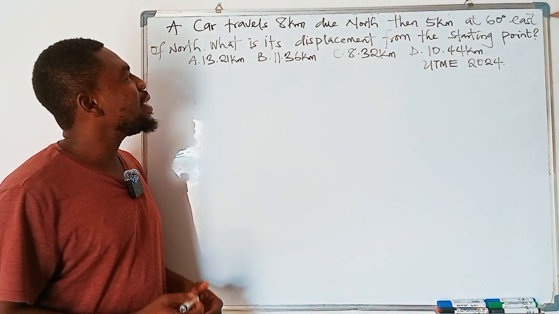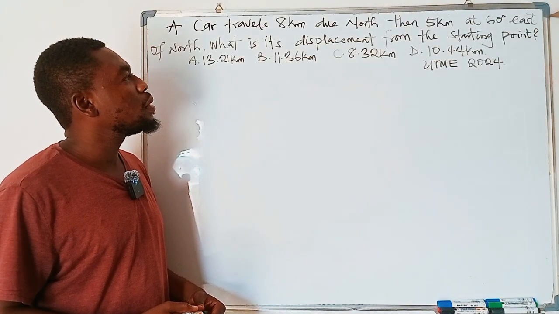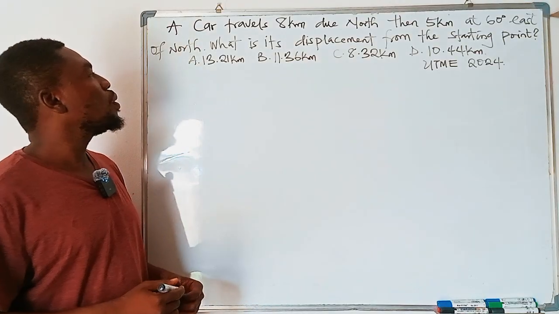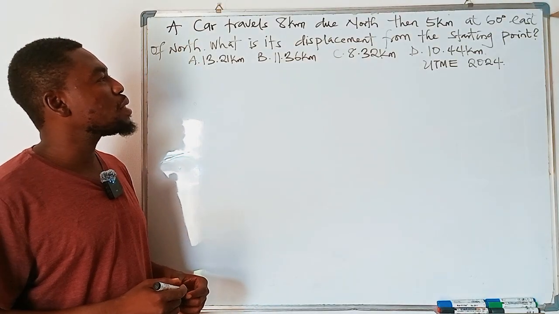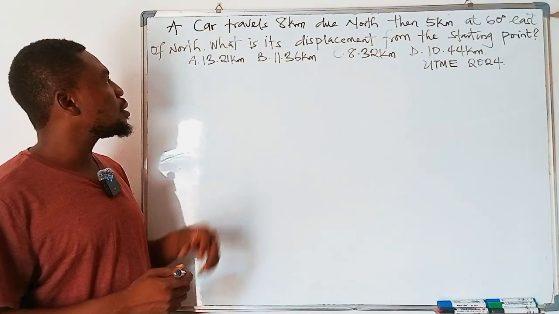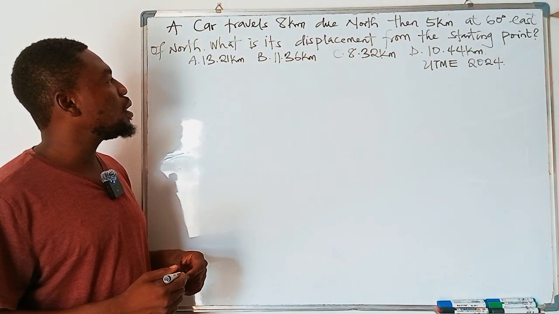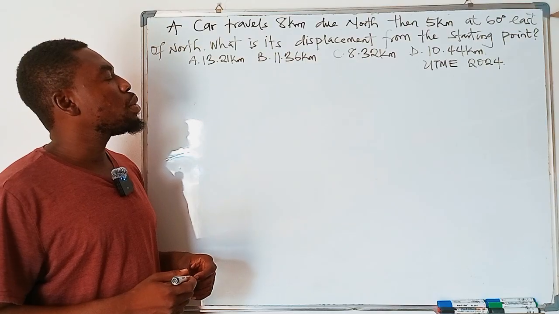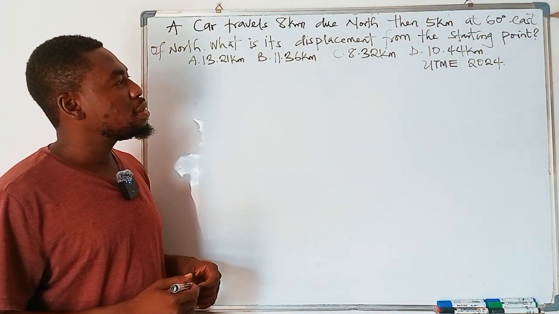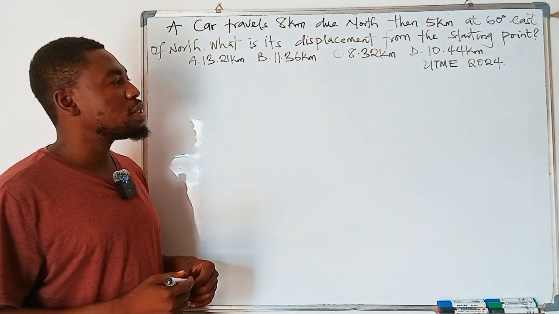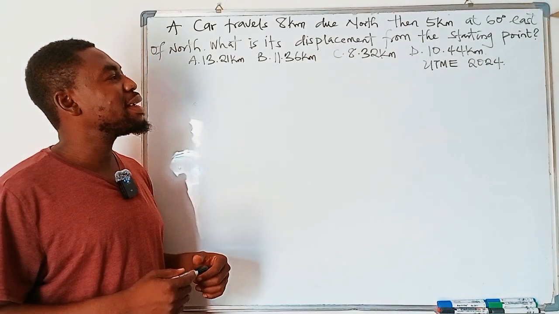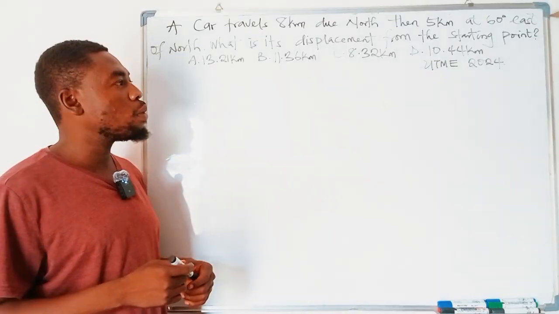A car travels 8 kilometers due north, then 5 kilometers at 60 degrees east of north. What is the displacement from the starting point? A, 13.21 kilometers; B, 11.36 kilometers; C, 8.32 kilometers; D, 10.44 kilometers. This is a question from UTME, Unified Tertiary Matriculation Examinations 2024.